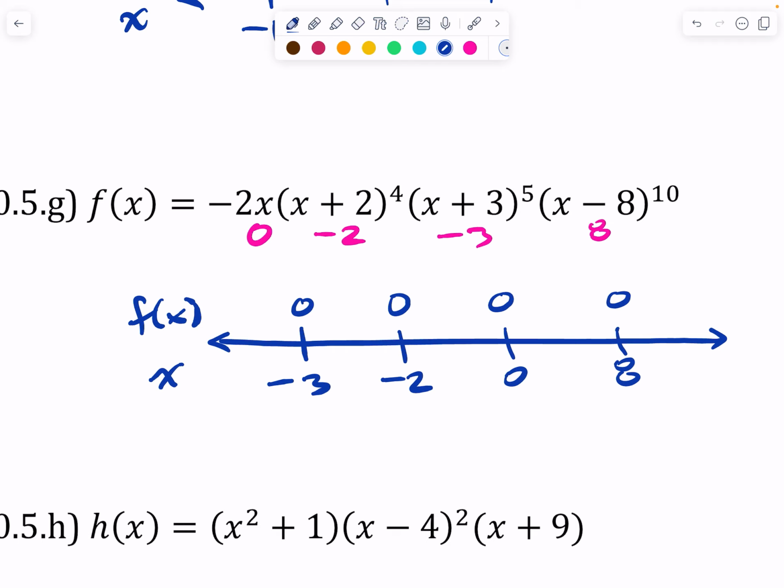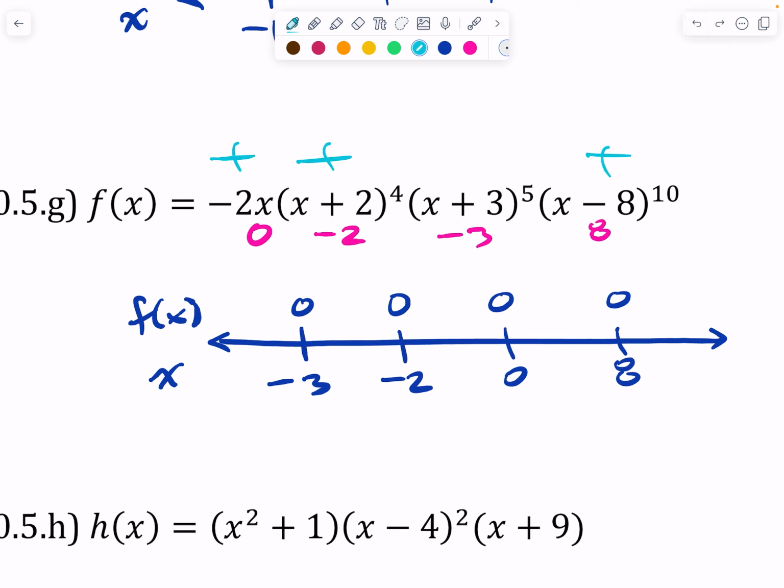At the very beginning, -1,000,000 means -2 times -1,000,000 will be positive. This thing to the power of 4 will always be positive. Same, this thing to the power of 4 always positive. -1,000,000 plus 3 is negative. That to the power of 5 is negative. So the very beginning, this is negative. Ooh, that took a while. Hopefully I have a shortcut for the rest.